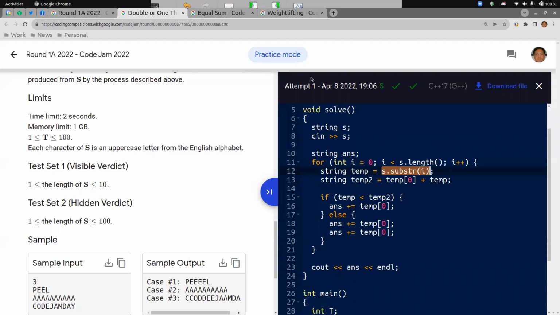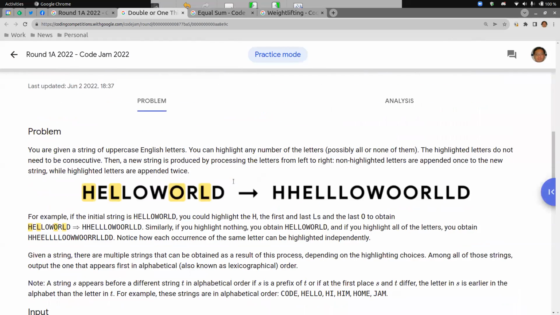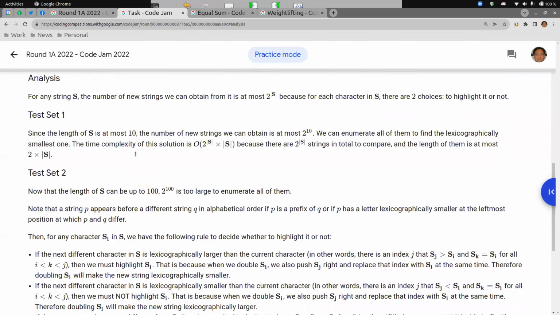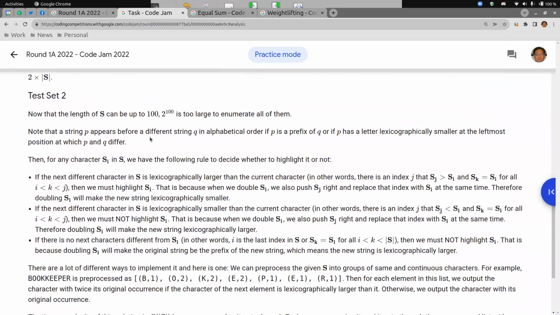Okay, now this, yes. Would Marcus's solution, if it worked, have been faster? Likely. So let's see what they say actually in the analysis. They probably tell you. So test set 1, since the length is at most 10, the number of new strings you can obtain is at most 2 to the 10. So try them all. Okay, so that's basically what I said.